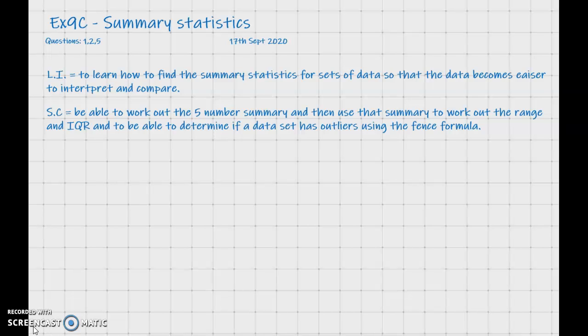Now your learning intention for today is to learn, or perhaps to remember, as some of you might be reviewing, how to find summary statistics for a set of data. This is so that the data becomes easier to interpret and compare. To be successful at this, you've got to be able to work out the 5-number summary, and then use that 5-number summary to work out the range, the interquartile range, and to determine if the data set has an outlier using a special formula to calculate the upper and lower fences.